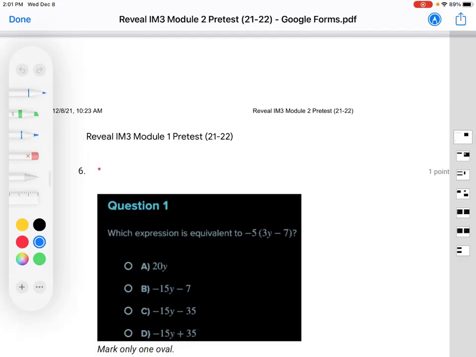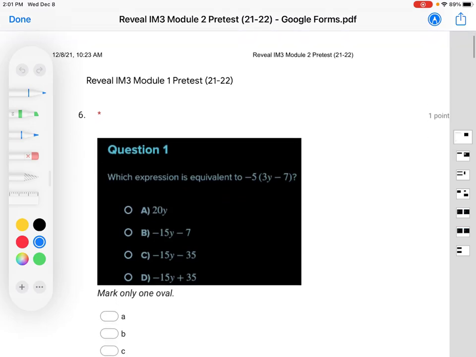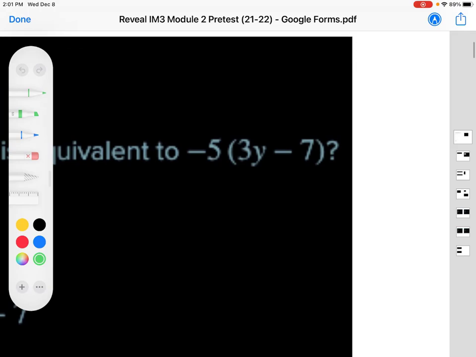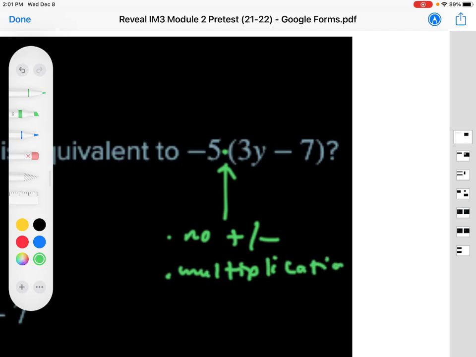Hey math lovers, let's go over this Module 2 pretest. Question number 1, which expression is equivalent to negative 5 times 3y minus 7? Well, hopefully you recognize that it's right next to here, and there is no plus or minus, which means that it's multiplication. Another way of saying multiplication in this case is just to distribute.